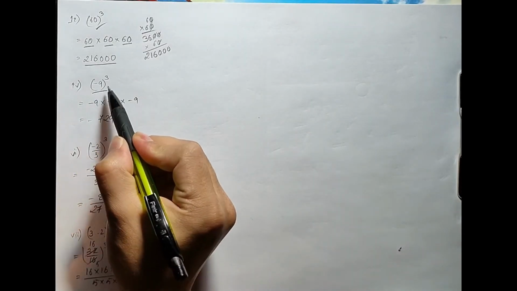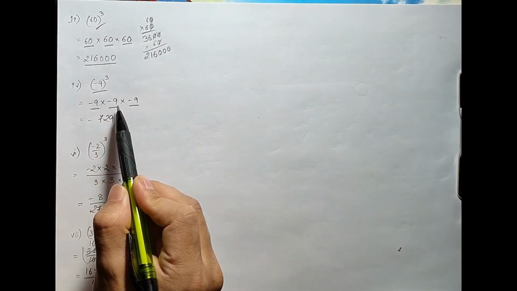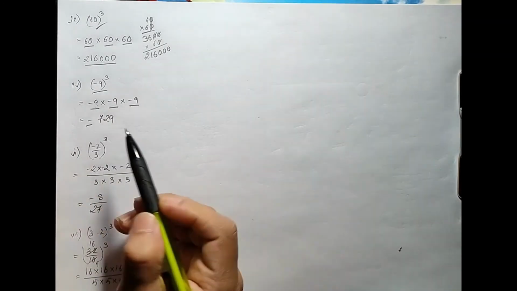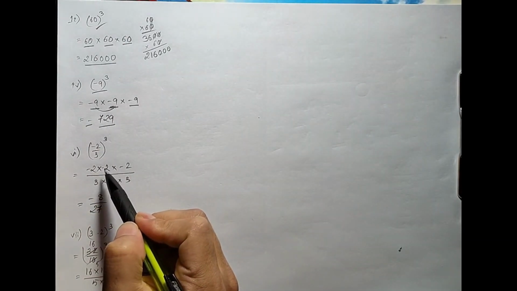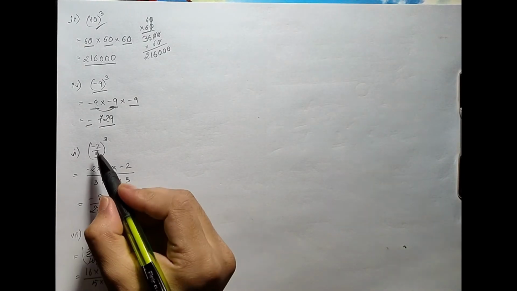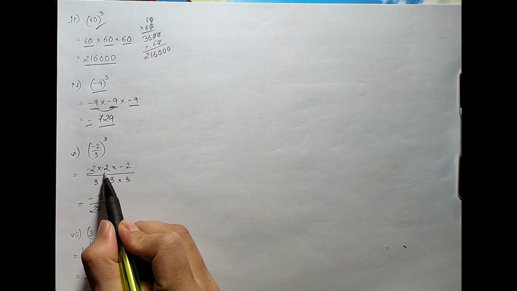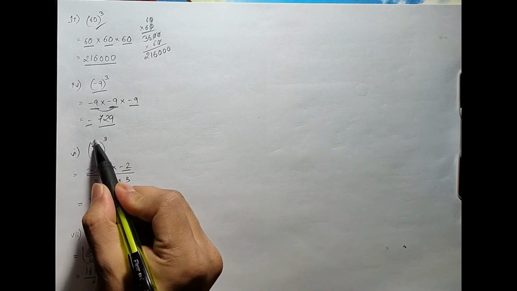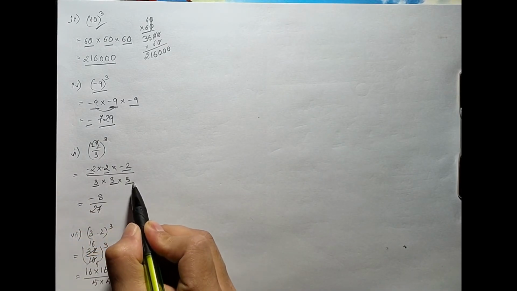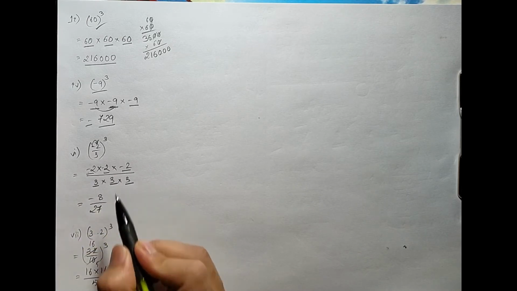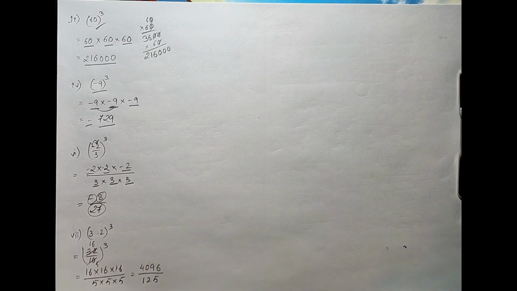Second one, which is minus 9 cube. So we know that it is simply minus 9 into minus 9 into minus 9. Minus minus plus, plus minus minus, and 9 nines are 81. 81 into 9, 729. The third one is minus 2 by 3 cube. Now we know minus 2 by 3 cube means minus 2 into minus 2 into minus 2. We know that this minus sign remains with the numerator, and in the denominator it is without the minus, so 3 into 3 into 3. Now minus minus plus, plus minus minus, so minus. 2 cube is 8, 3 cube is 27.